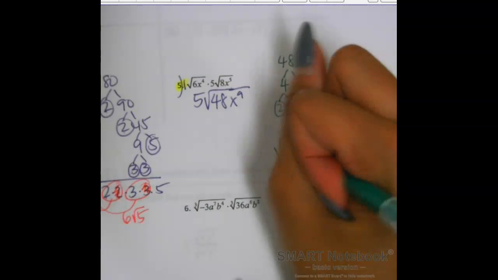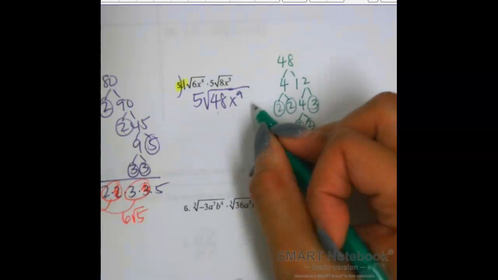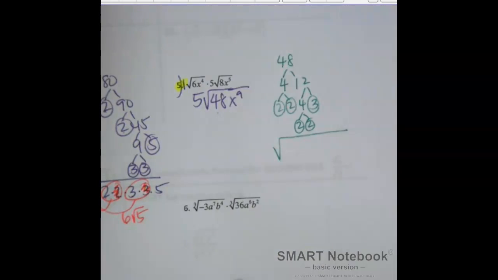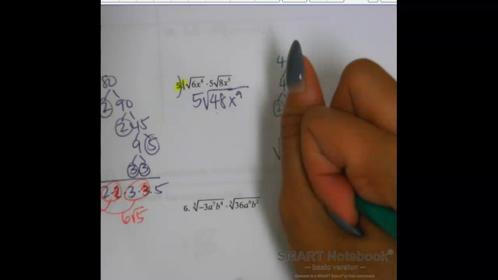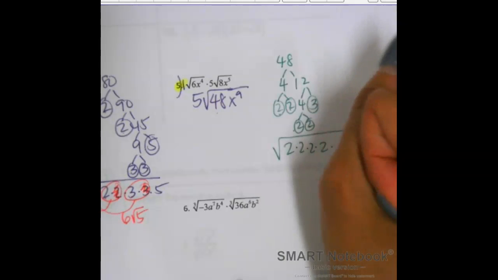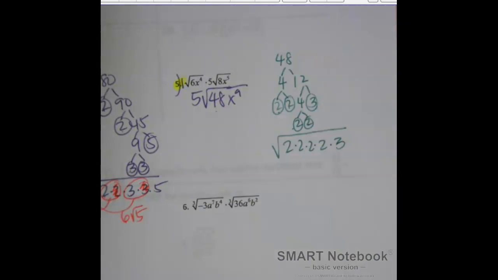So underneath this radical that I have for 48, I'm also going to add in the 9 x's. Let's try this again. The 9 x's. So we're going to have 1, 2, 3, 4 2s, and 1 3. No, timer. You're good. Thank you.